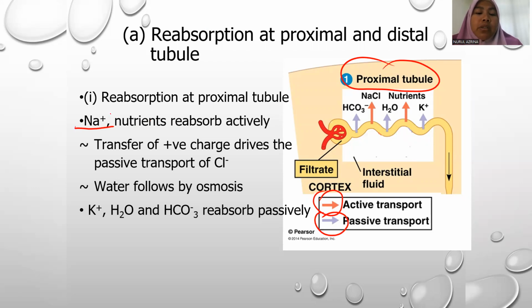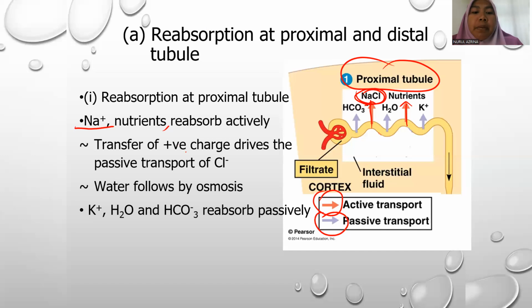Sodium ions and nutrients like glucose and amino acids are usually reabsorbed actively. You can see here that Na+ and nutrients are reabsorbed actively. But you can see here this is NaCl, while just now I said Na+. Okay, why? Listen to this.